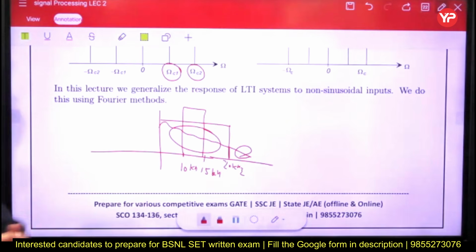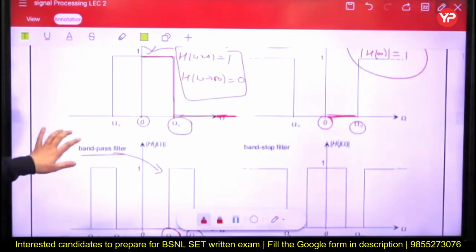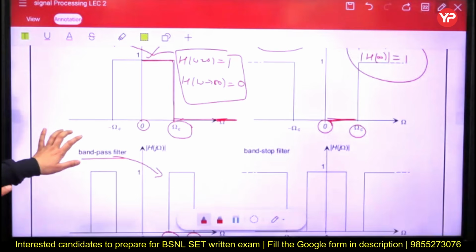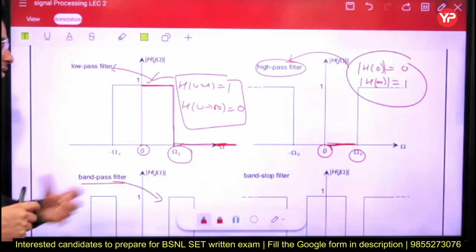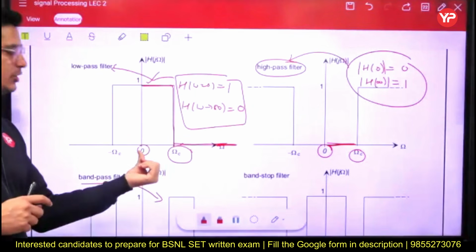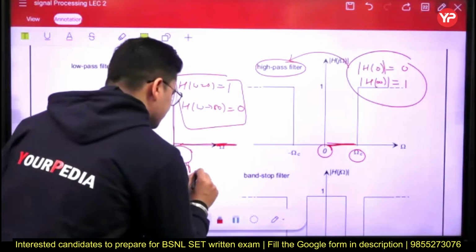Clear now, Abhinav? So these are the types of filters. There are four types of filters. The first one is the low pass filter. I already told you that a low pass filter will pass the lower frequencies from 0 to omega c. Omega c is generally known as the cutoff frequency.